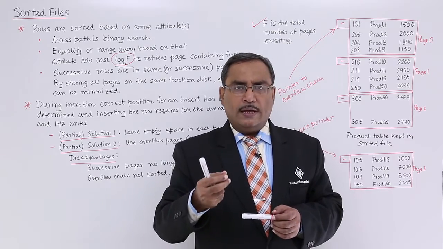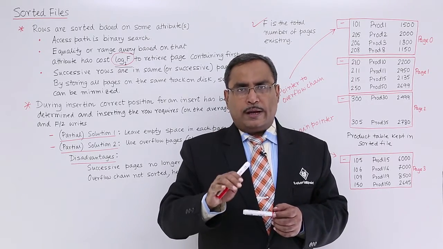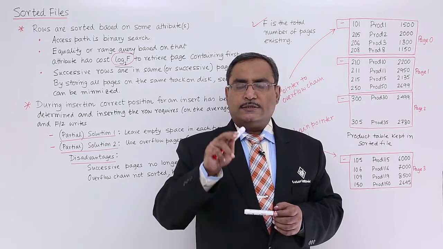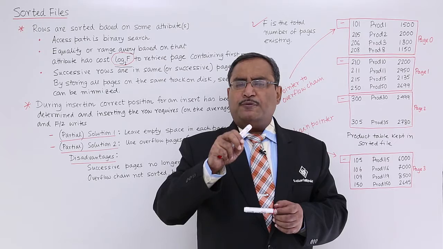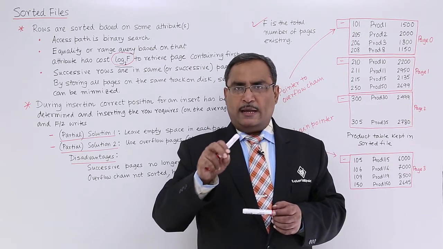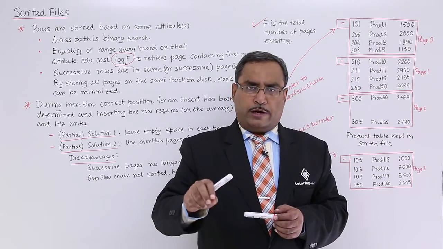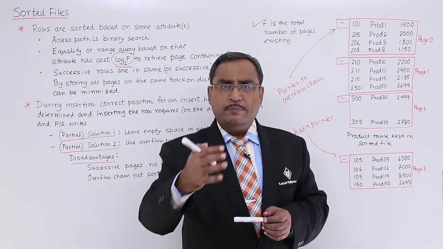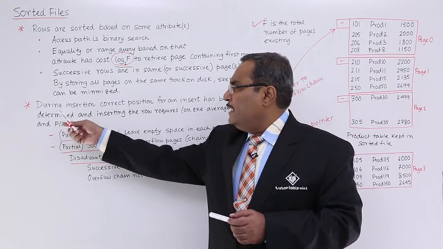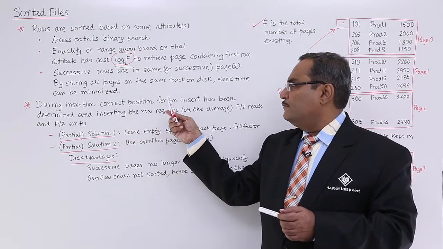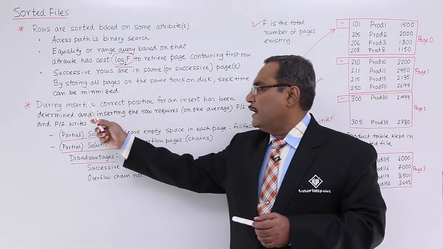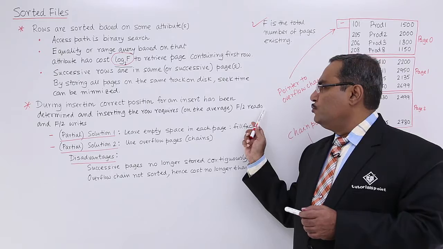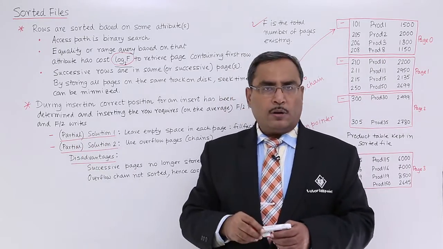What is the seek time? Seek time means the time required to place the read-write head on the desired track on the disk. So if we can keep all our sorted records on the same track of the disk, then the seek time can be minimized. During insertion, the correct position for an insert has to be determined, and inserting the row requires on average f by 2 reads and f by 2 writes.